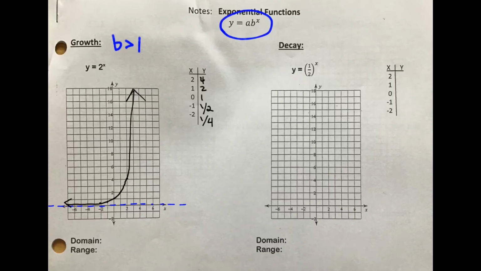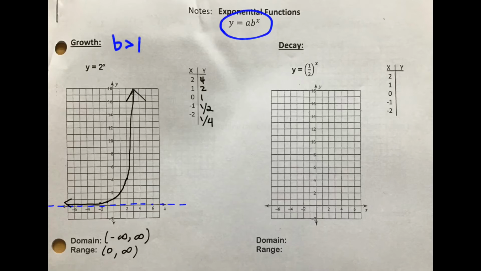Now, domain and range. We do this a lot for all of our graphs. Domain, remember, is your x's. It could be any x value, -infinity to positive infinity. The range is always based off of where that asymptote is. Since the graph is above the asymptote, it's going to go from where the asymptote is to positive infinity. And that is your parent graph for the growth function.